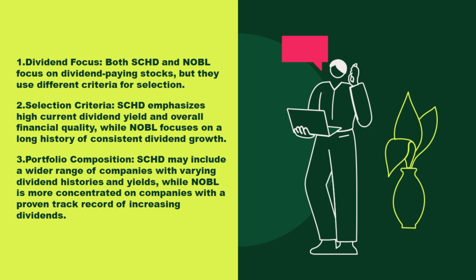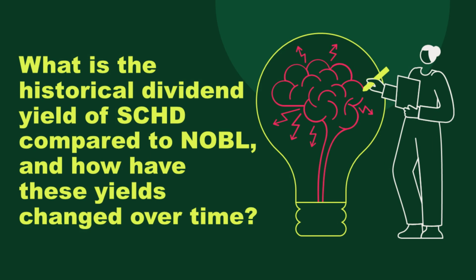This results in SCHD potentially including a wider range of companies with varying dividend histories and yields, whereas NOBL is more concentrated on companies with a robust and long-standing record of increasing dividends. What is the historical dividend yield of SCHD compared to NOBL, and how have these yields changed over time?